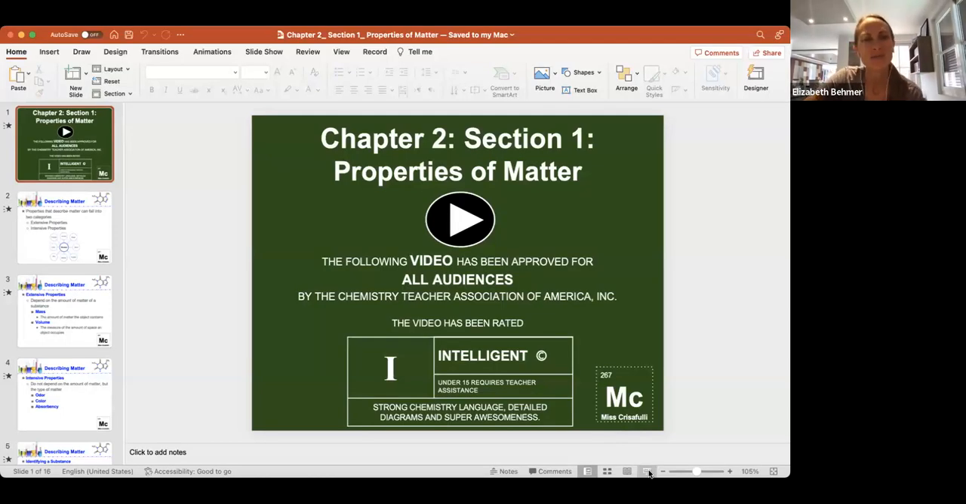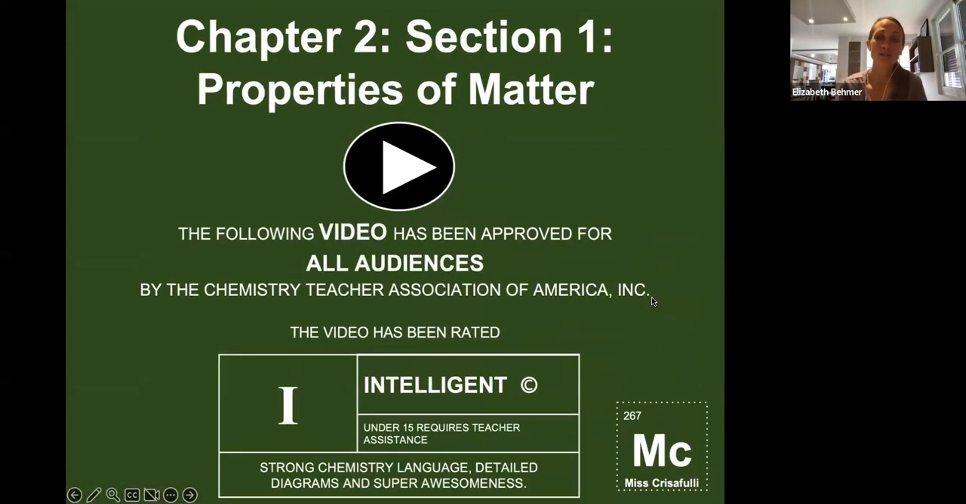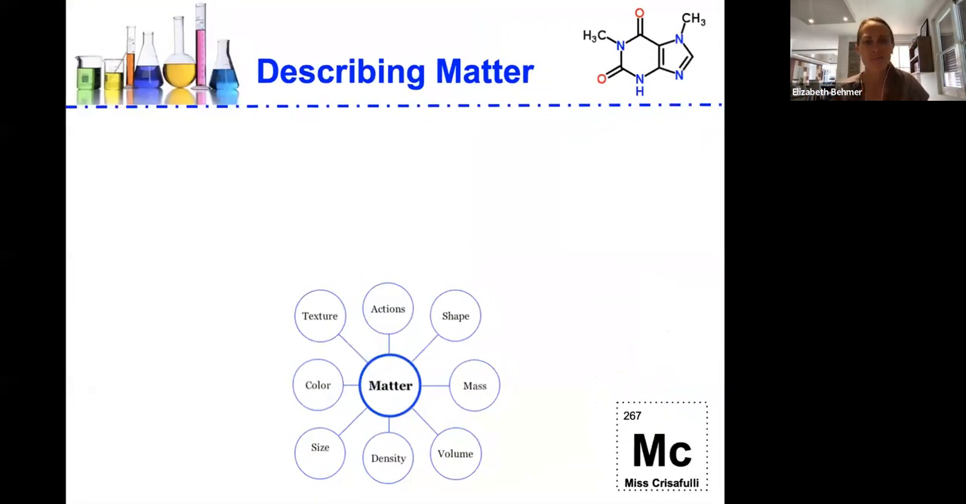Hi class, and welcome to Chapter 2, Section 1. Chapter 2 deals a lot with the properties of matter. Specifically, Sections 1 and 2 delve more into those properties. So let's talk a little bit about the properties of matter.